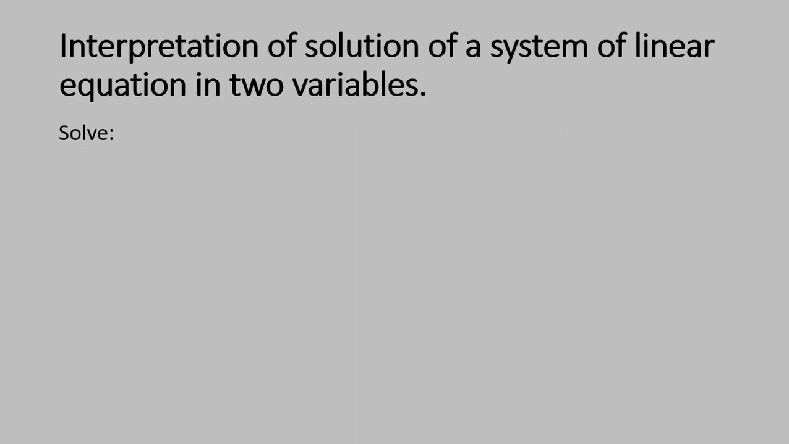We'll start by interpreting the solution of a system of linear equations in two variables. I'll just consider 2x plus y is equal to 10 and 3x minus 2y is equal to 1. Now the solution is x is equal to 3 and y is equal to 4. So we can substitute, and you'll realize that those two values, x and y, satisfy the equations exactly.